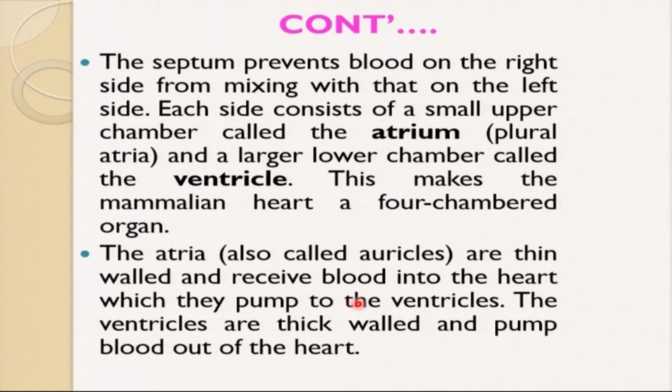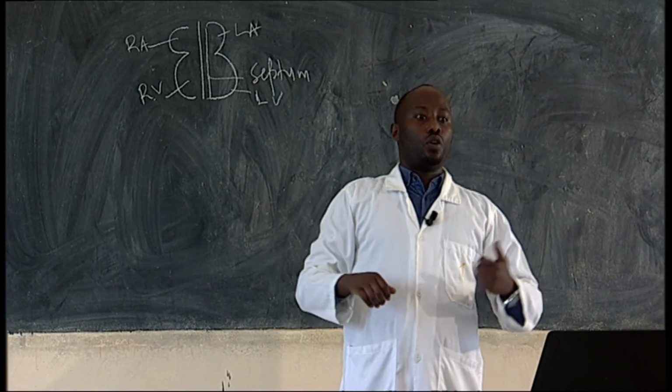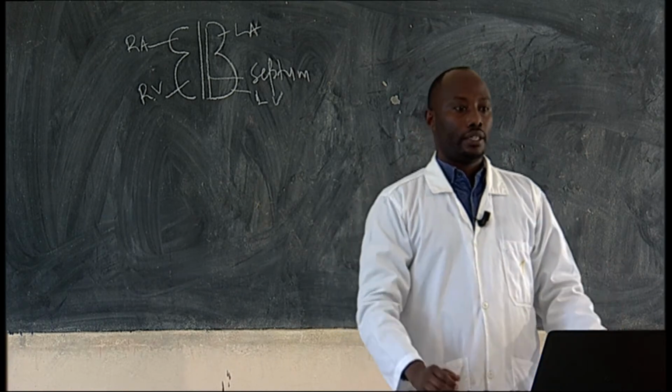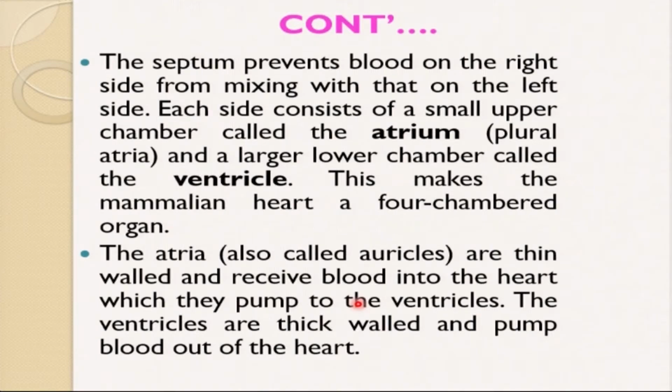The atria are also called auricles. Another name for atria is auricle. They are thin-walled and receive blood, which they pump to the ventricles. Once the blood is received from the atria, it is pumped to the ventricles. Students, I mentioned that another name for atria is the auricle, and they are thin-walled and receive blood, which they pump to the ventricles.